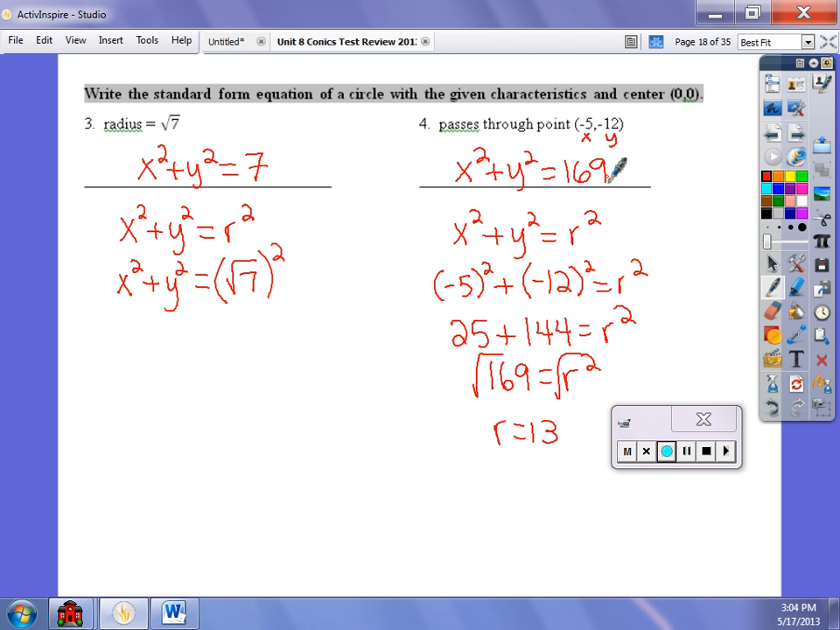So that concludes circles. For circles you need to remember two things. The standard form, and that the radius will be equal to the square root of the radius squared. Oh, and also remember that the center of our circles will always be at 0, 0. Don't forget that.